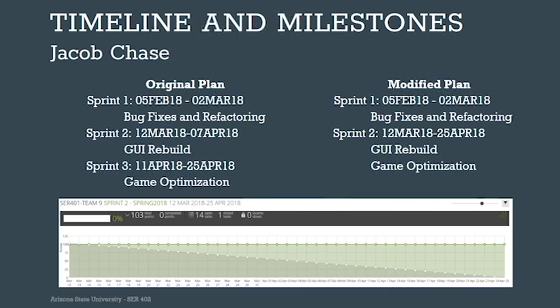I'll be going over the timeline and milestones for the Small Worlds mobile project. The original and modified timelines are listed under the two main headings, with the dates of the sprints and the name of the milestones indented below them.